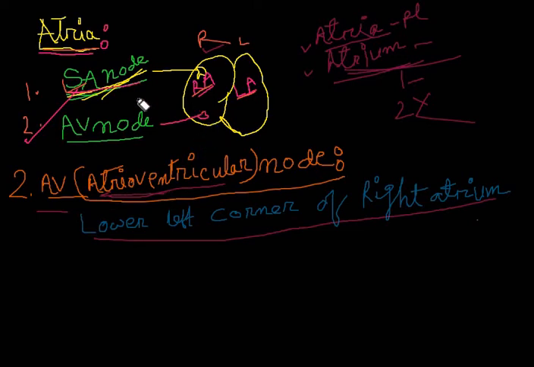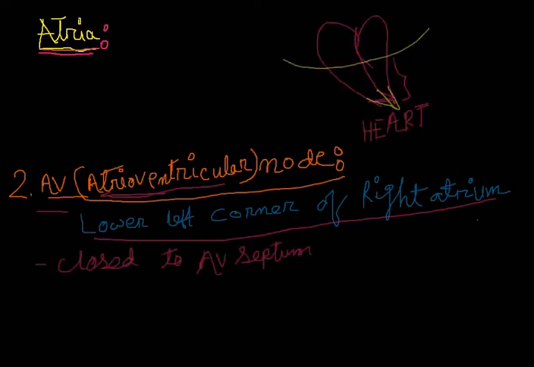Both SA node and AV node are present in the right atrium, but SA node is present at the upper right corner of the right atrium, while AV node, that is atrioventricular node, is present at the lower portion of the right atrium, on the left side. The lower left portion of the right atrium is called AV node. AV node is present close to the AV septum.